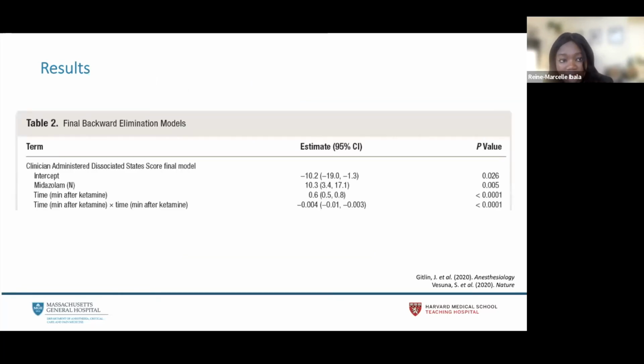In our final model analysis in that paper, we actually found that the only markers that were associated were time after ketamine administration and midazolam. Those were the ones that showed significant impacts on the relationship between CADS and ketamine, as shown by these p-values here on the side of less than 0.001 and then also less than 0.005. But outside of those, unfortunately, we were not able to find any other key markers that were able to predict this model.